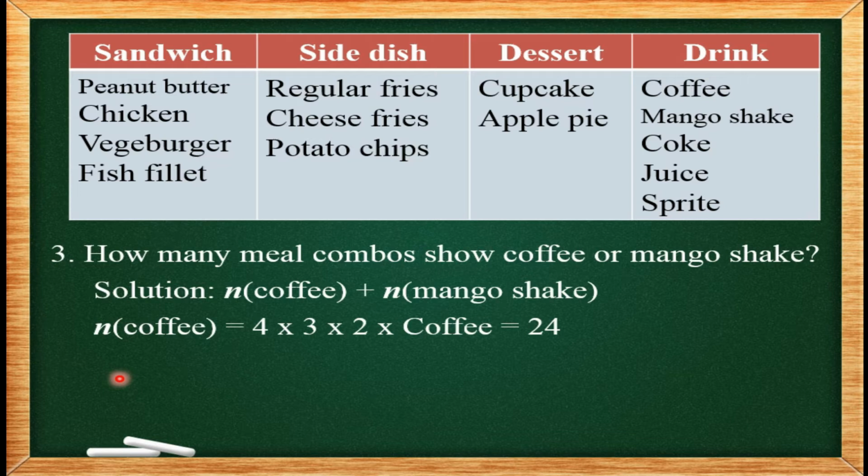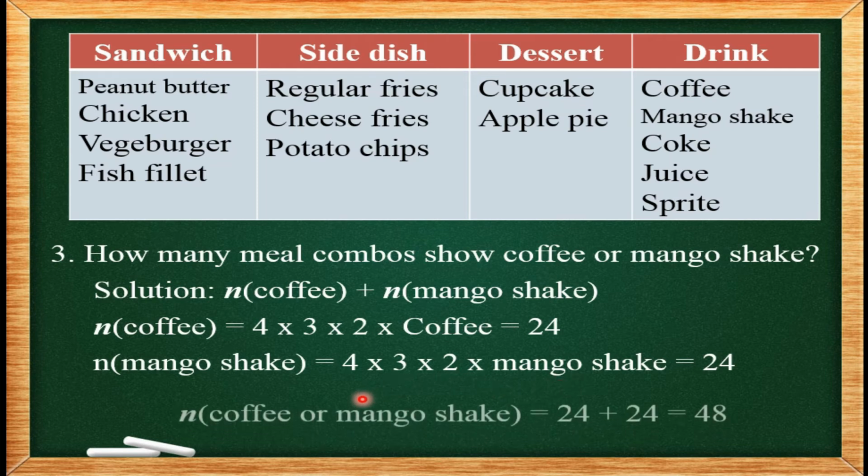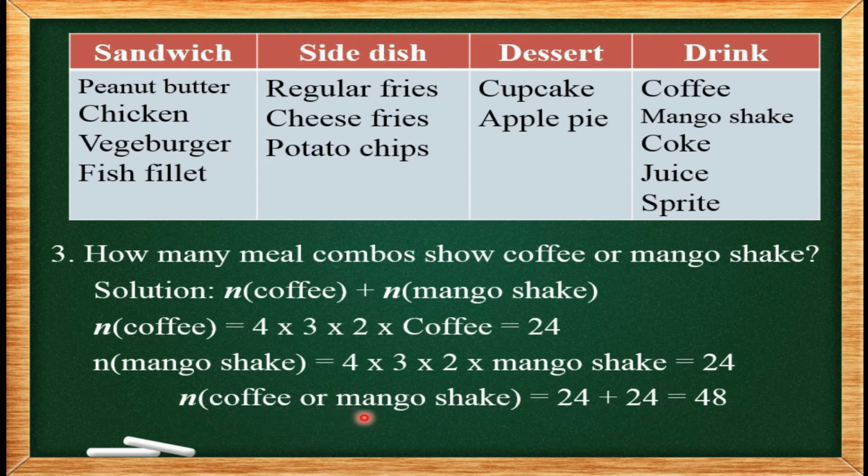Now you determine the N of mango shake. So N of mango shake is equal to, again, that's 4 sandwich choices times 3 side dish choices times 2 dessert choices times mango shake is equal to 24. 4 times 3 times 2 times 1 is equal to 24. Now we add. N of coffee or mango shake is equal to 24 for the N of coffee plus 24, which is the N of mango shake. It's now equal to 48.